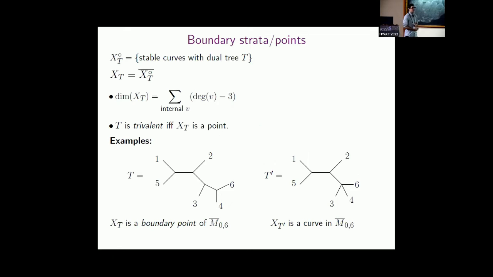So you can use this to stratify the space, sort of like the Schubert stratification of the Grassmannian. So X_T circ is the set of all stable curves with dual tree T, and then you can take its closure to get a closed stratum. And there's a nice formula for the dimension of a stratum, just in terms of the excess degrees at the internal vertices. And in particular, this dimension formula tells you that the dual tree is a trivalent tree if and only if the stratum is a single point. So here is a trivalent tree, and it corresponds to some zero-dimensional boundary stratum. Whereas on the right, that tree represents a whole curve in the moduli space.